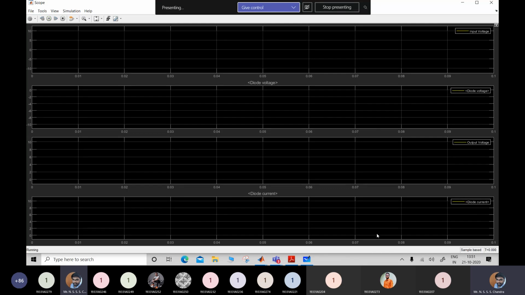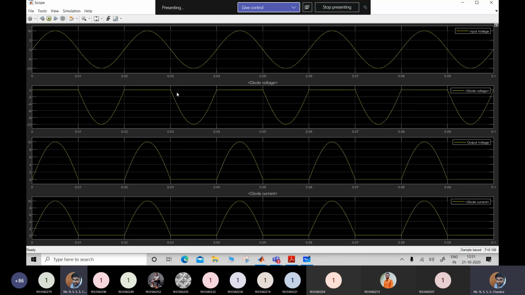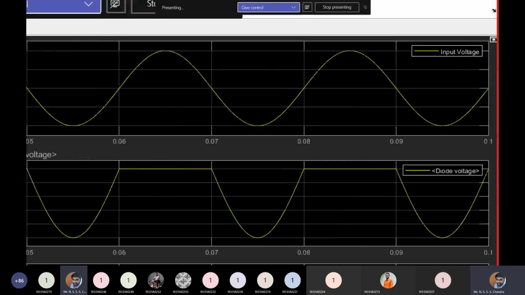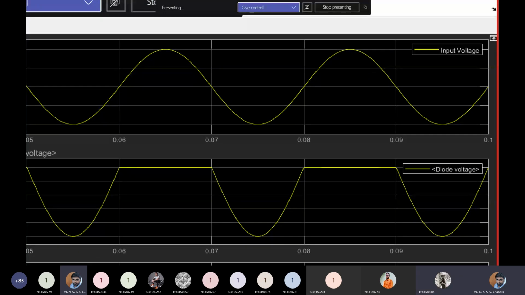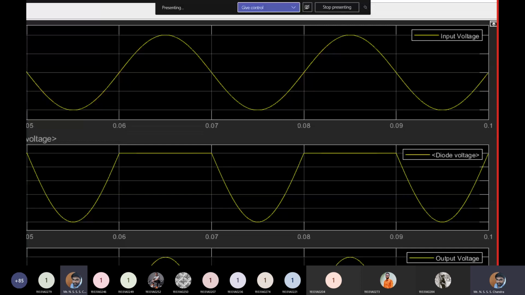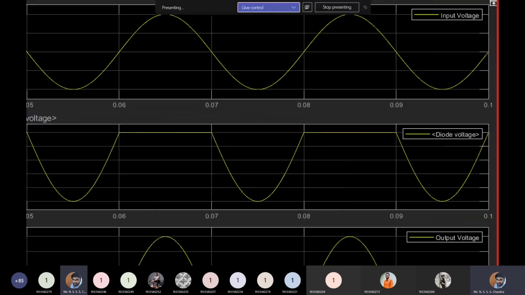Okay, now you can see that the circuit has been executed. So what you are seeing on the screen, please respond. What's the first graph? What is the first graph? Sinusoidal. Sine wave. It's an input voltage. Can you see the legend that I have given? Can you see this name, input voltage?